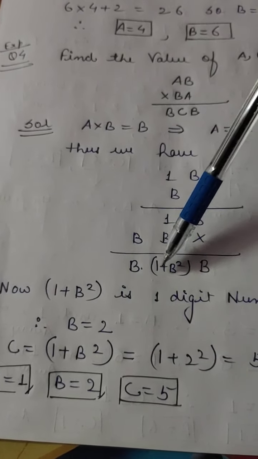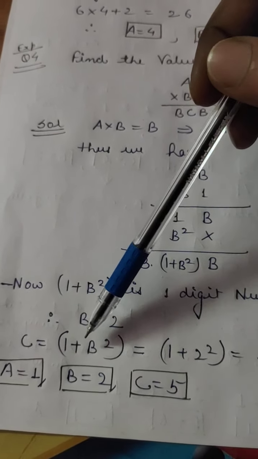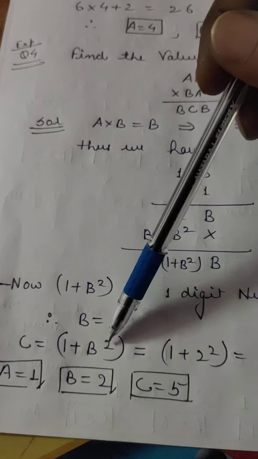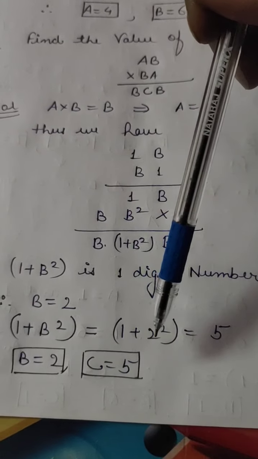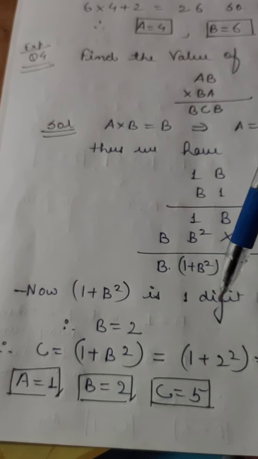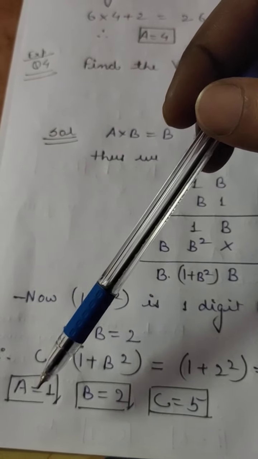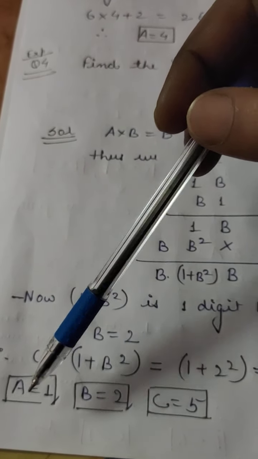After substituting the value of B here 2, what we get? It will give the value of C. So I have written B square, 2 square, 1 plus 2 square, that will be 5. Then A I have found out 1, B is equal to 2 and C is 5. This is the required result.